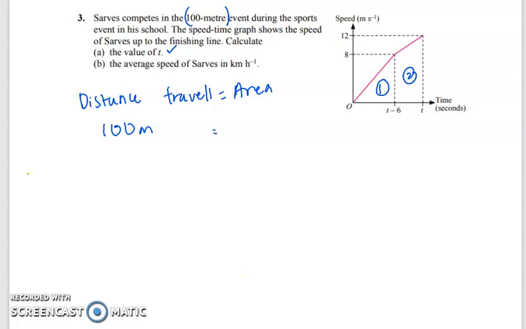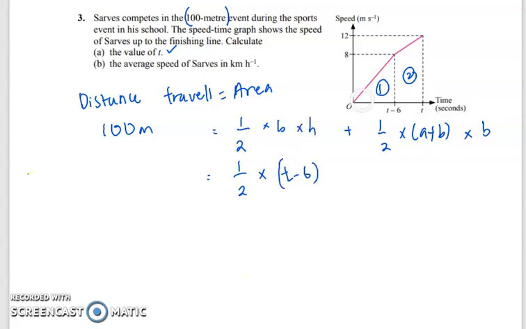So for the area, let's just list down the formula first. The area of the triangle is 1/2 times base times height, plus the area of the trapezium, which is 1/2 times the sum of parallel lines times the base. Right, so now just substitute each of the values. So 1/2 times the base for the triangle is t minus 6. So just substitute t minus 6, and then the height is 8. So this is the area of the triangle.